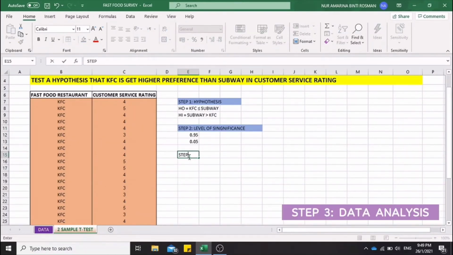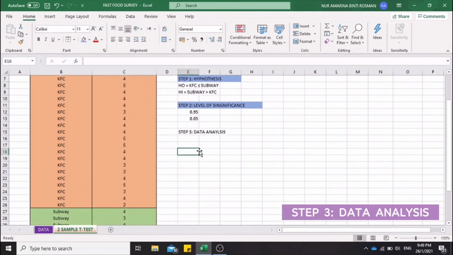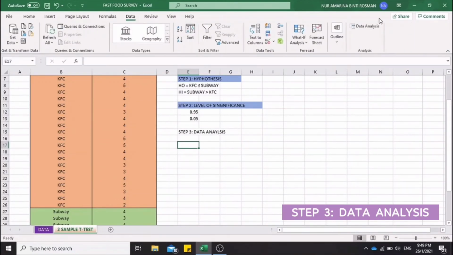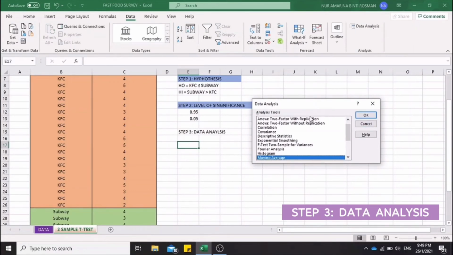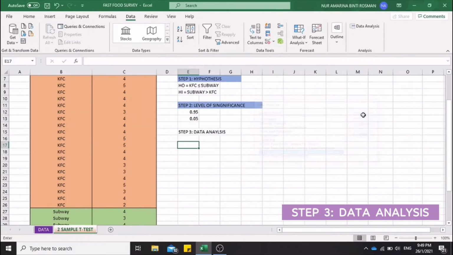Okay, here is step 3. Step 3 is data analysis. What you have to do here is go to this data. As you can see here, click data, and you can see the data analysis. Click, and this will pop up. After this pops up, you have to choose t-test two-sample assuming unequal variances here. Then you have to click OK.